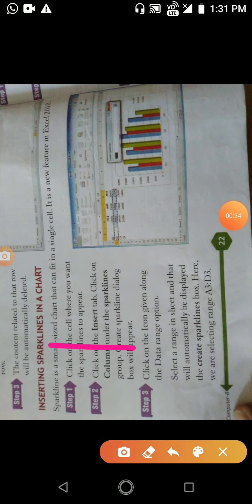Basically, spark lines is a small size chart that can fit in a single cell. It is a new feature in Excel 2010, and it is used to show the trend. If you are seeing here, it is having some lines in the particular cell, showing some trend, moving lines in the cell which is filled here. So it is the spark lines.